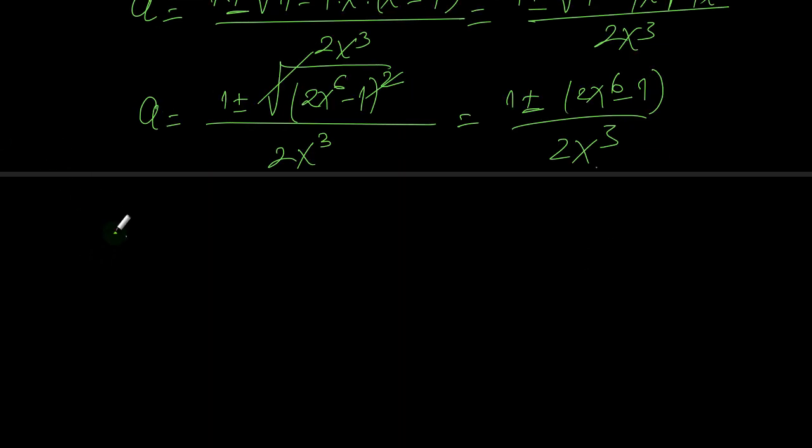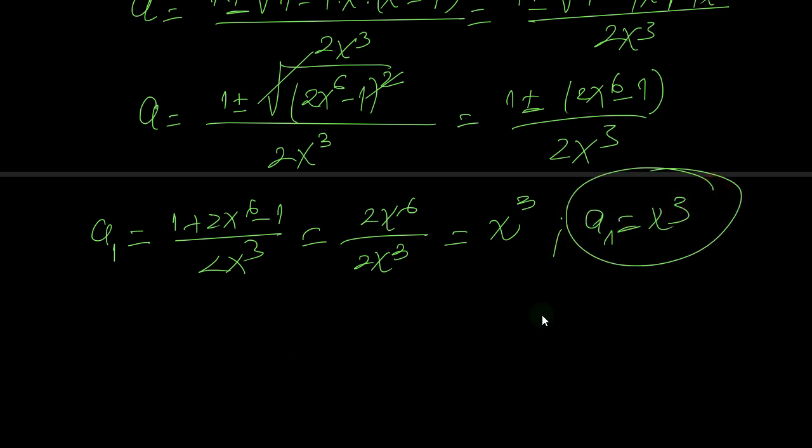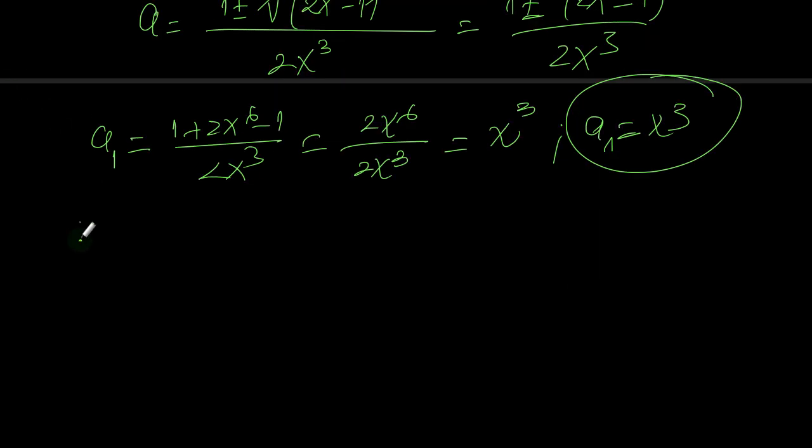So guys, from here we have that our a1 would be 1 plus 2x to the 6 minus 1, divided by 2x to the 3. So we're going to have from here that this 1 minus 1 is 0, so we're going to have 2x to the 6 divided by 2x to the 3. So this is going to be x to the power of 3. Okay, so our a1 is equal to x to the power of 3. This is our a1. Let's find our a2.